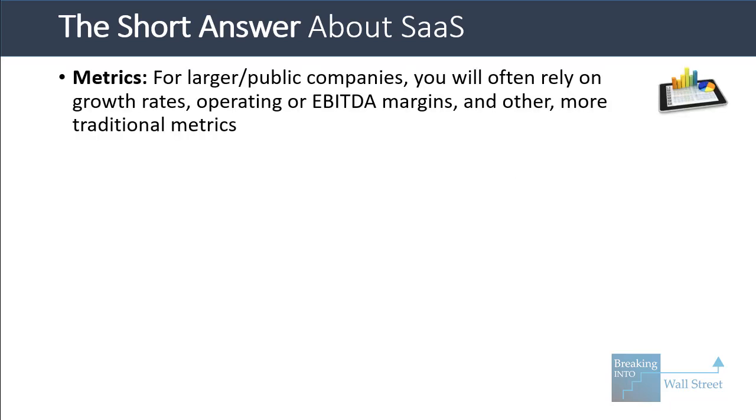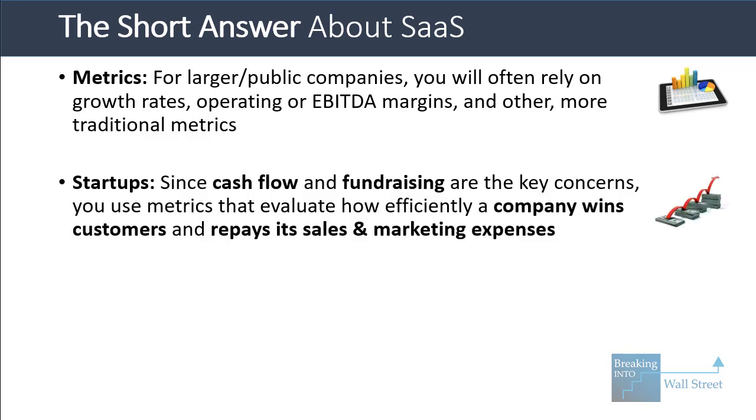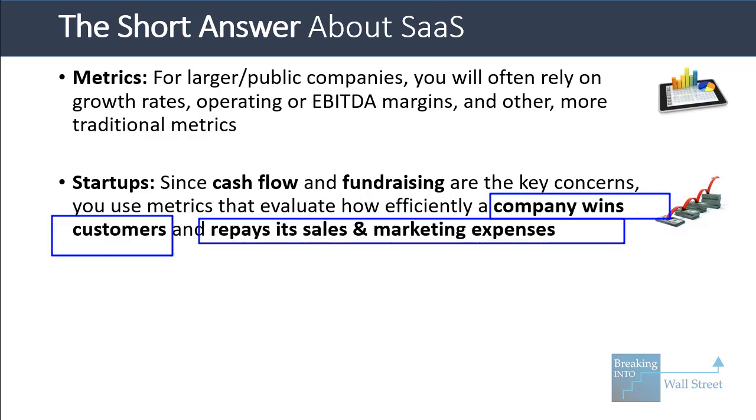For larger and public SaaS companies, you're often going to rely more on growth rates, operating or EBITDA margins, maybe even net margins if the company is mature enough. So you're going to be using more traditional metrics there. With startups and high growth private companies, since cash flow and fundraising are usually the key concerns, you want to use metrics that evaluate how efficiently a company wins customers and then how efficiently that company repays its sales and marketing expense after winning customers initially.